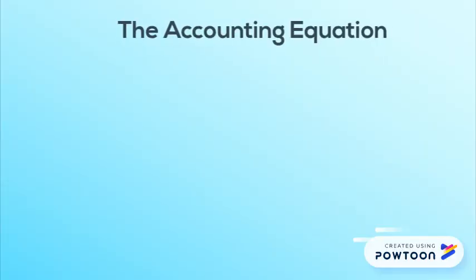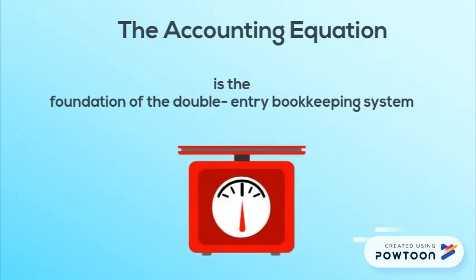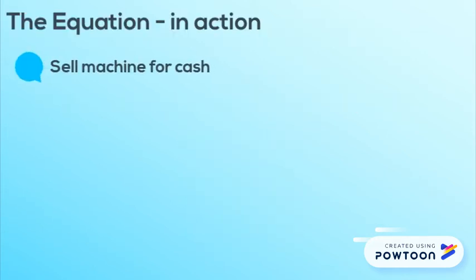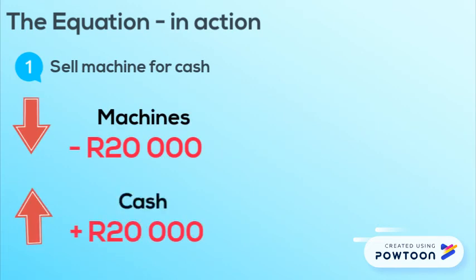The accounting equation is the foundation of the double-entry bookkeeping system, which means that for every transaction Asanda's business is involved in, the balance sheet will always remain in balance. If, for example, she sells a machine for cash, one asset account is reduced, machines, and another asset account is increased by the same amount, cash.